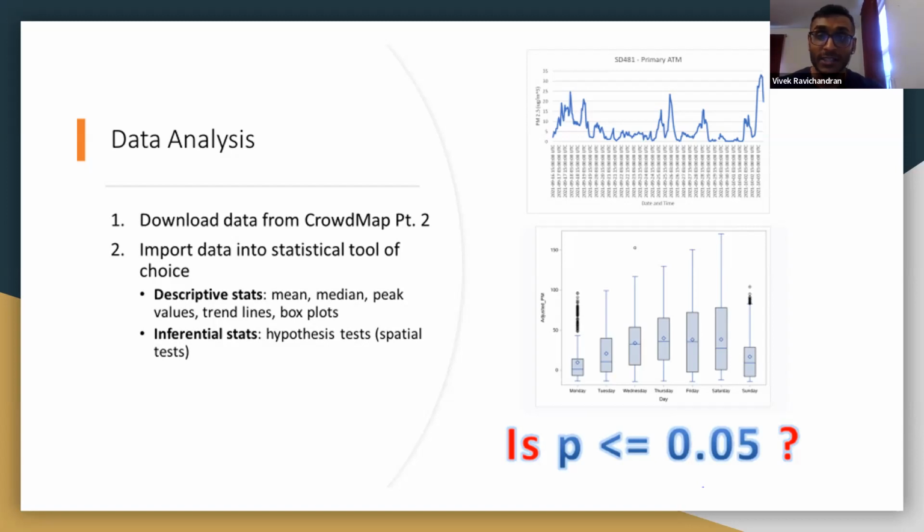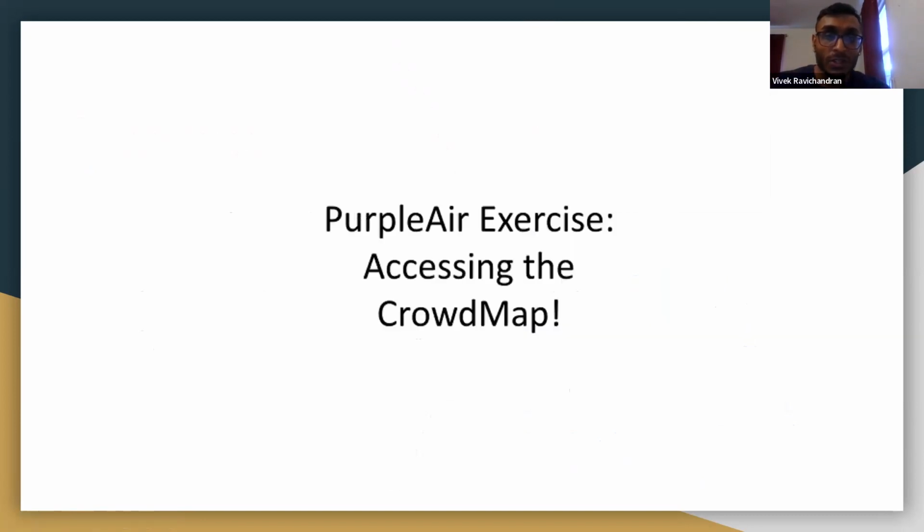You can generate trend lines. You can also look at inferential statistics. So what are the day-to-day differences? What's the difference between the morning rush hour, which is associated with traffic-related air pollution, versus off-peak versus evening rush hour? What about a weekday versus weekend? So there's a lot of these statistical tools that we like to deploy to look at the data. So that's sort of my overview of the purple layer.